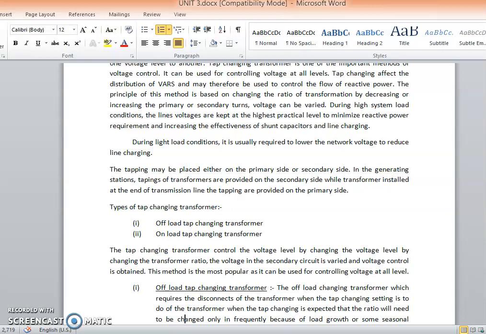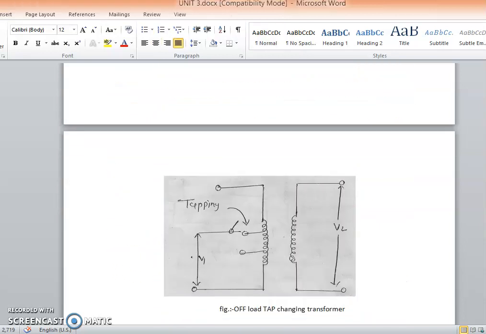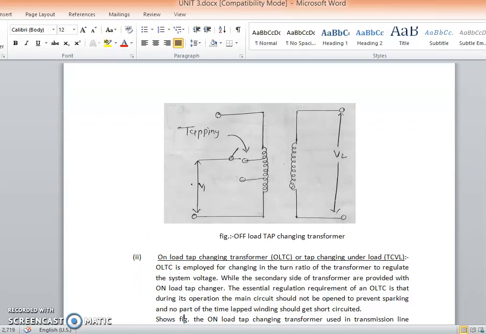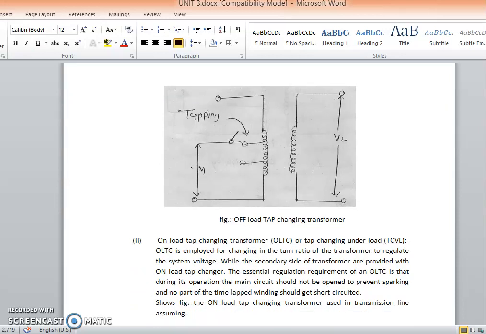The off-load tap changing transformer requires disconnecting the transformer when the tap setting is to be changed. This is the diagram for the off-load tap changing transformer, and this is the on-load tap changing transformer. OLTC, the on-load tap changing transformer, is employed for changing the turns ratio of the transformer to regulate the system voltage. The on-load tap changing transformer is used in transmission lines.